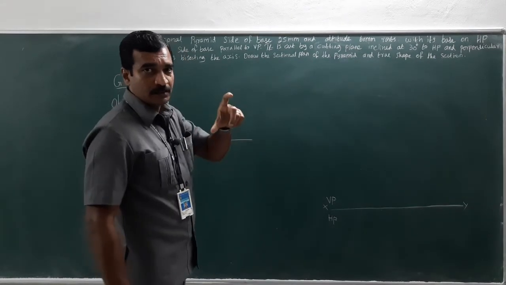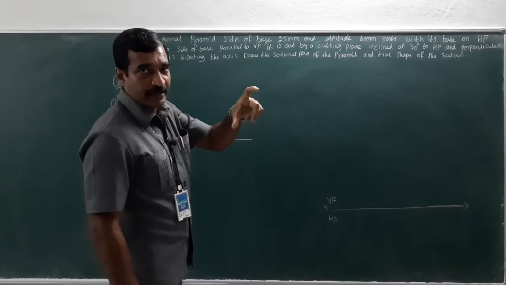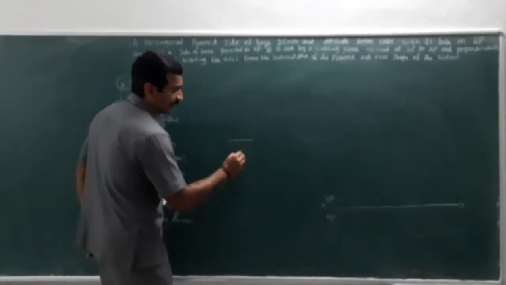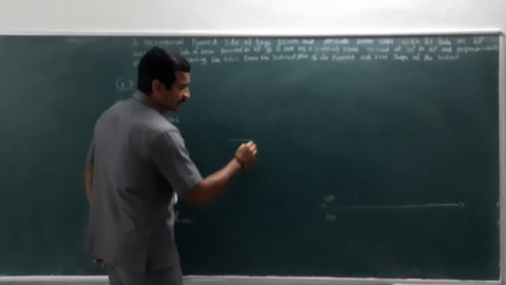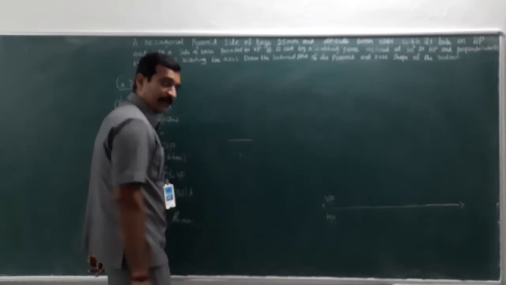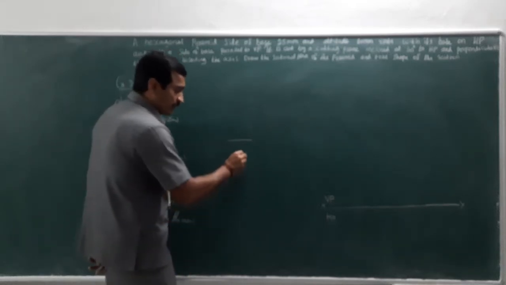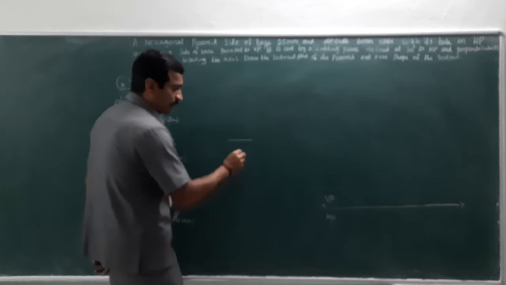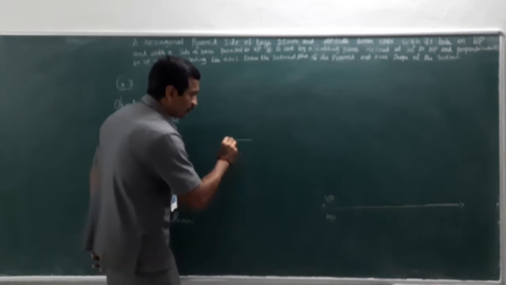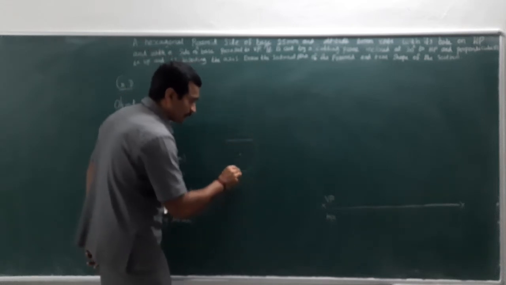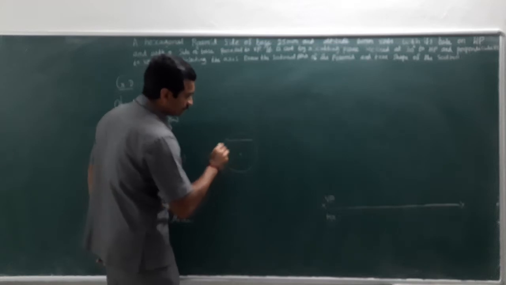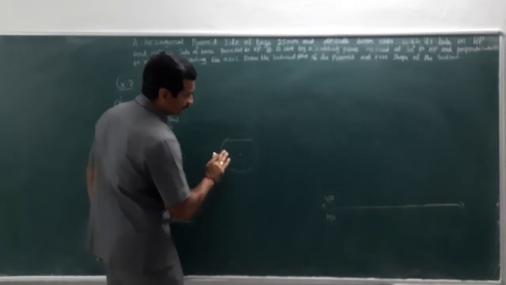Now, take 25 as radius in your compass, keeping at here, cut an arc, keeping at this end and cut an arc. Now you got a center here. Without changing the radius of 25 mm, this is the center, go for a circle.